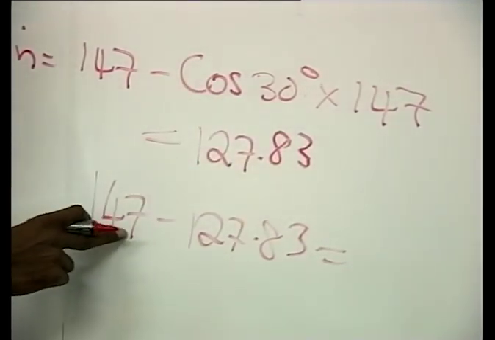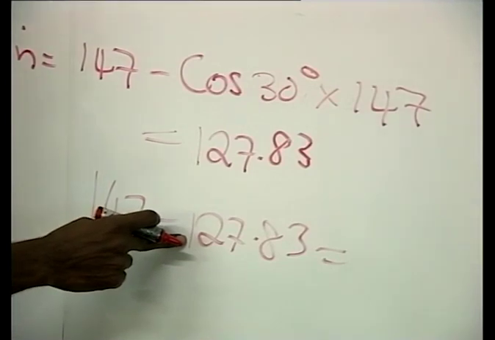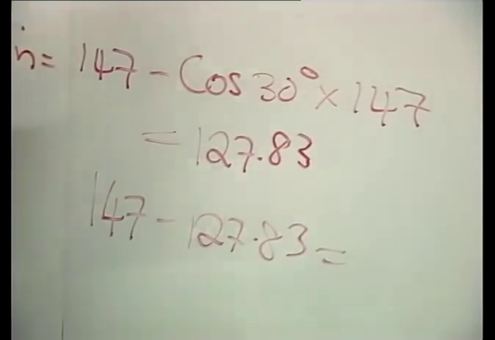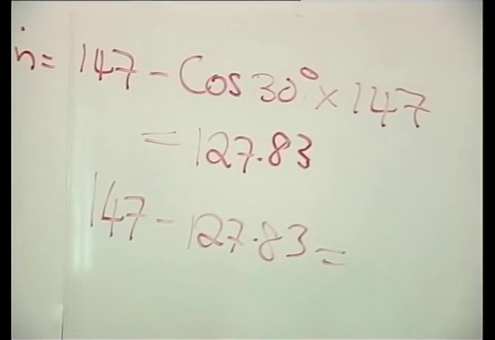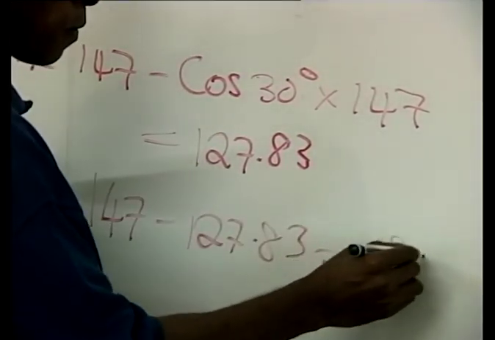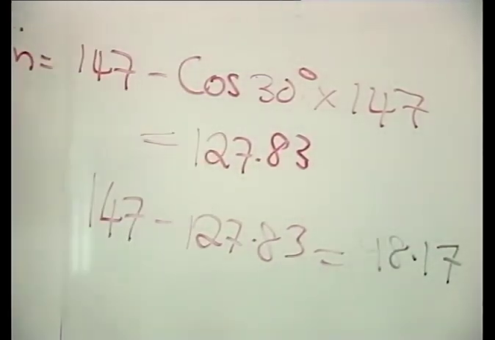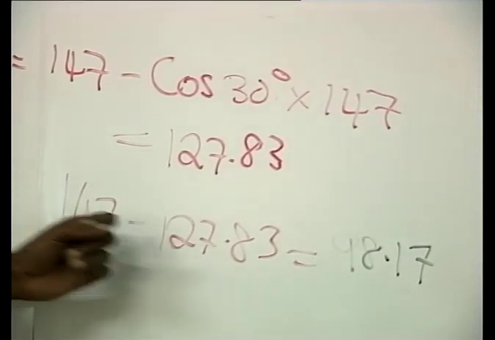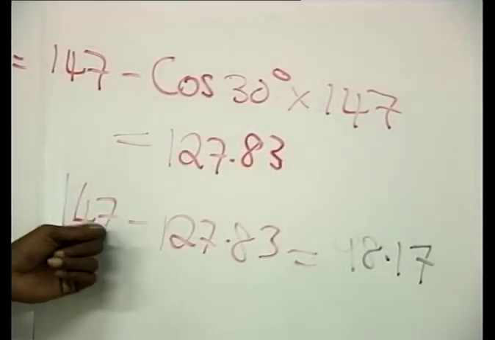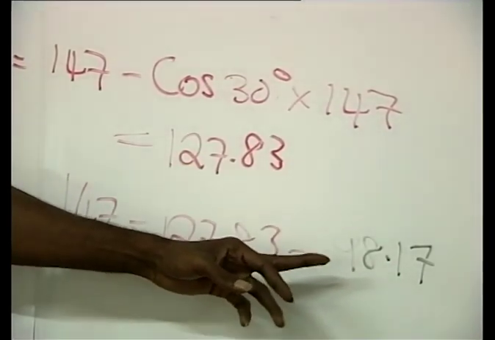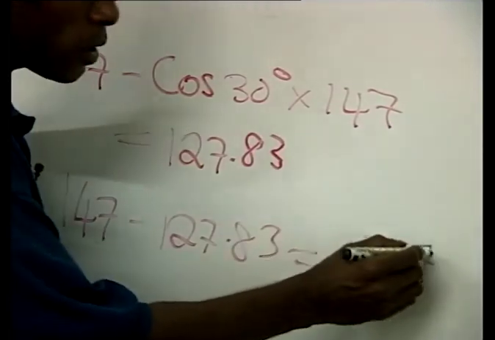Okay, what is it? 98.17. Okay, that is the frictional force that exists between this, and if you minus 127 from this 147, you get 98.19. Okay, that is the frictional force.